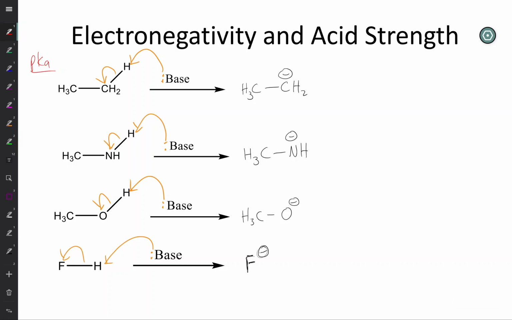So look at your pink list. This first molecule, what kind of molecule would that be? That would be an alkane. And an alkane, if you look at the top of the pink sheet, has a pKa of around 50. pKa of 50 means this is very, very unlikely to happen.